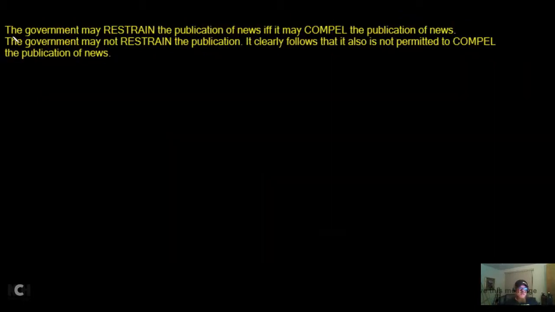Okay, let's take a look at this argument. The government may restrain the publication of news if and only if it may compel the publication of news. What would that be? As it's given, and again, with double arrows, you have the option of putting it in either direction. Do it in the way that it comes. So I'm going to say here, line 1, R double arrow C. That's what we got. It may restrain if and only if it may compel.